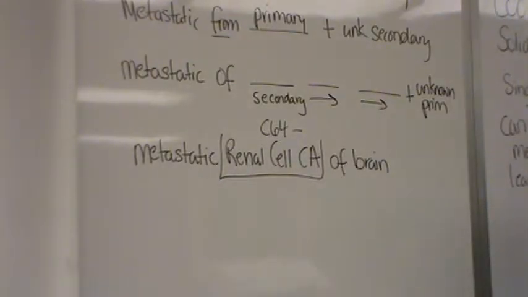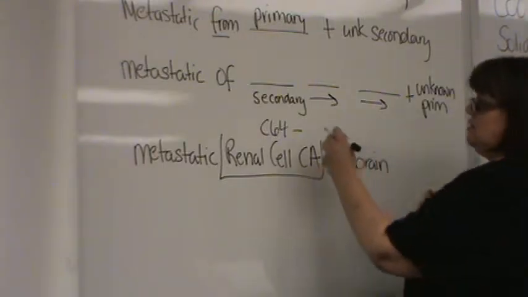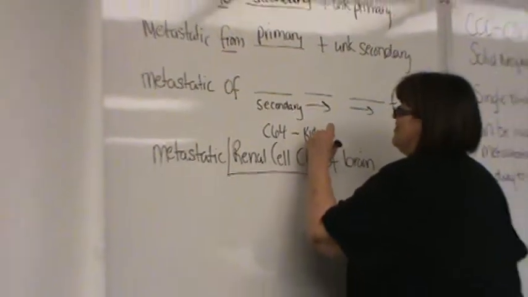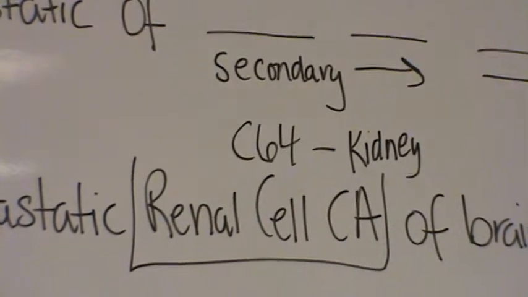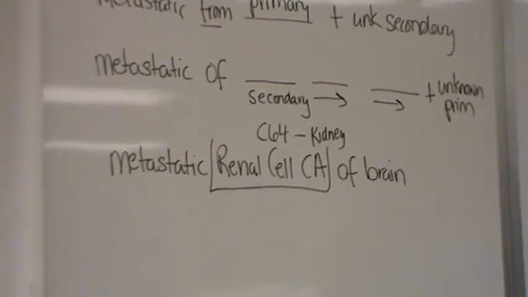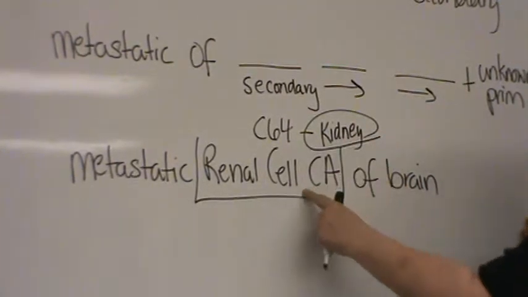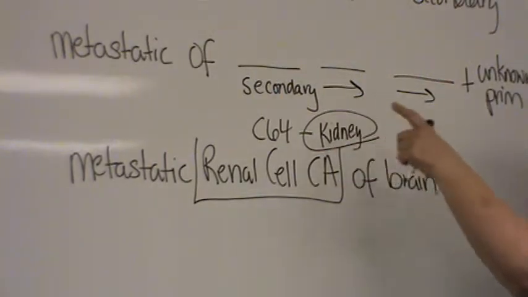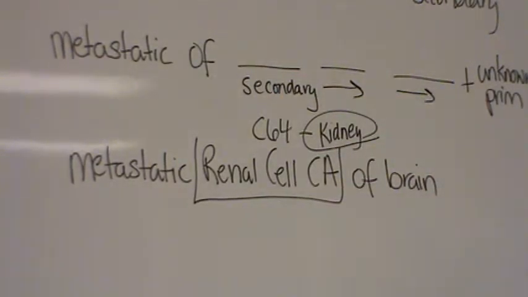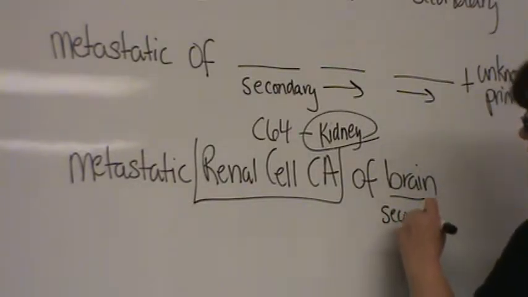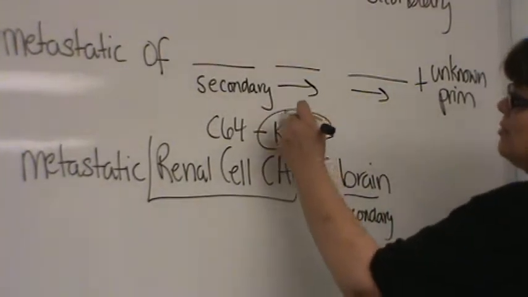Okay. So now we've got to go see what is C64. And it should be the kidney. Check it out, make sure renal cell didn't move. So what does that tell us? It's telling us that renal cell carcinoma usually starts in the kidney. But ours is in the brain. So what do we know? The brain is secondary, right? Secondary and primary.